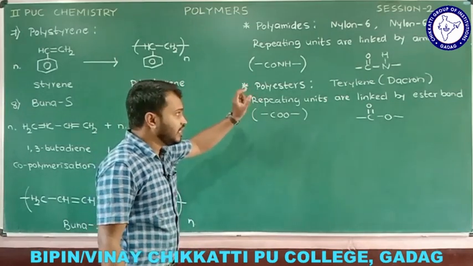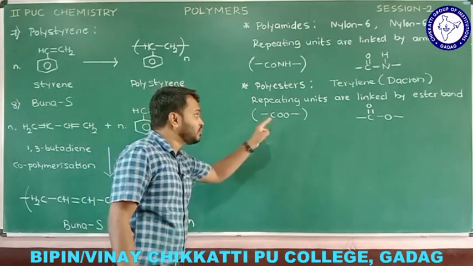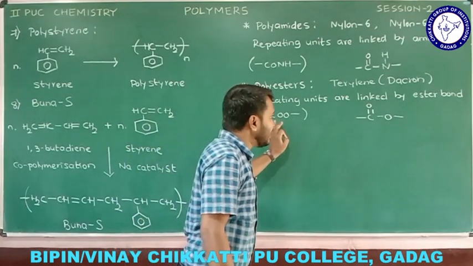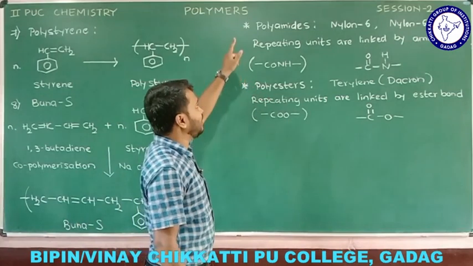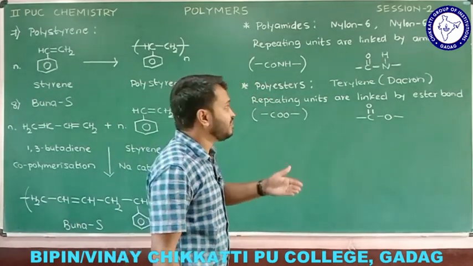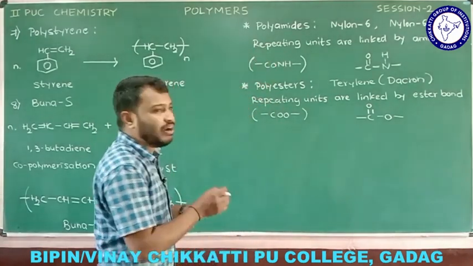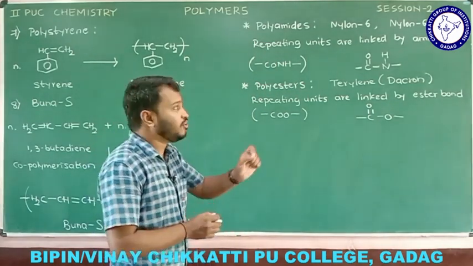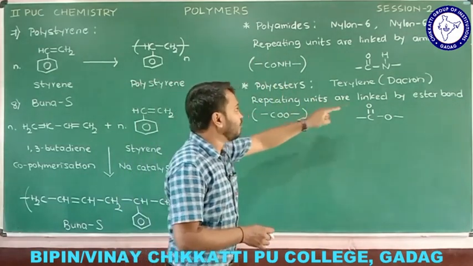Terylene or Dacron belongs to polyester. Why? Because in the partial structure of terylene or Dacron, we are going to observe that the repeating units are linked by the ester linkage or ester bond, and that's why it belongs to polyester, and nylon 6 and nylon 6,6 belong to polyamide. And in previous year competitive examinations, the same concept has been repeated many times: which of the following is a polyamide, which of the following is a polyester. So try to know that nylon 6, nylon 6,6 are polyamides, and terylene, Dacron are polyesters.